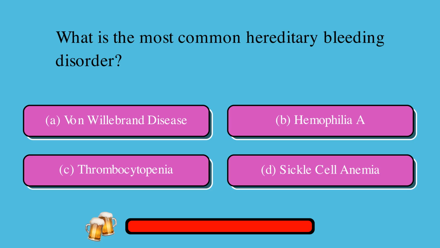What is the most common hereditary bleeding disorder? A. Von Willebrand disease, or B. Hemophilia A, or C. Thrombocytopenia, or D. Sickle cell anemia? The correct answer is B. Hemophilia A.